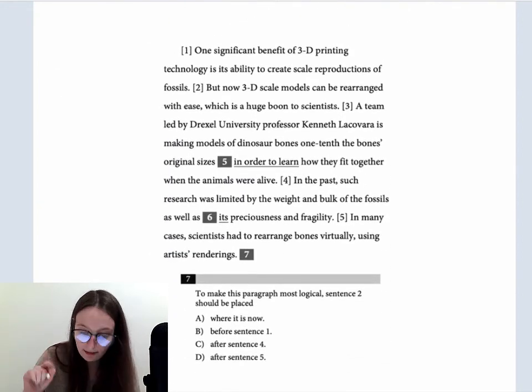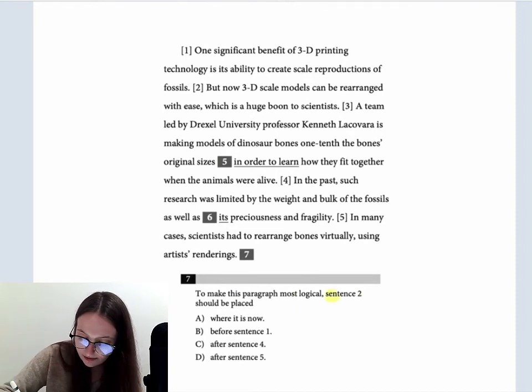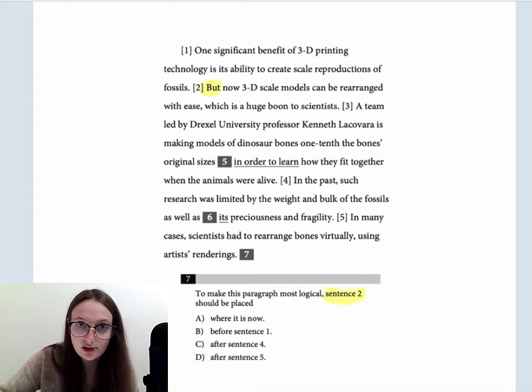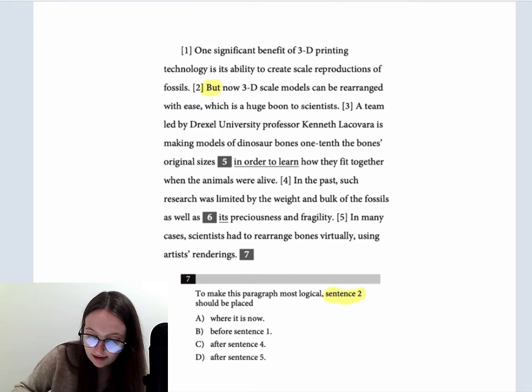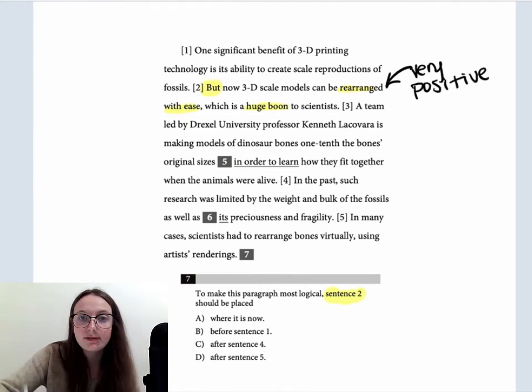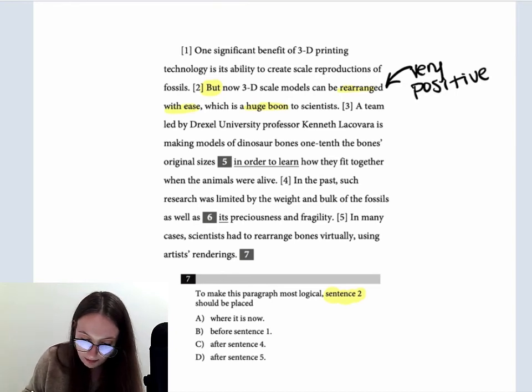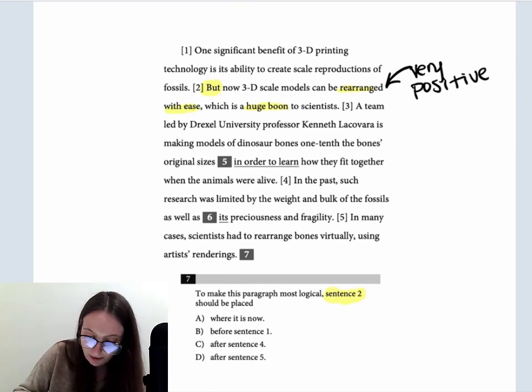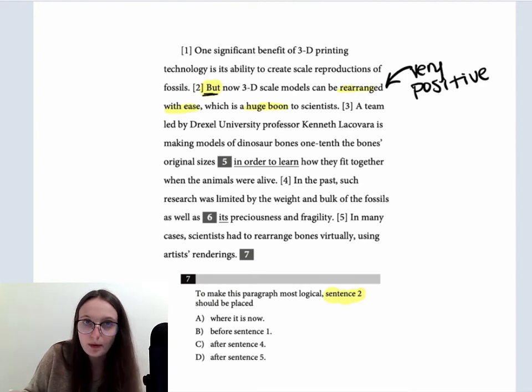And lastly, number 7. So they're asking us here to move sentence 2. In sentence 2, it starts off with the word but. So we need to put this after something that is going to contradict or contrast with this sentence. So, but now 3D scale models can be rearranged with ease, which is a huge boon to scientists. So this is mentioning very positive things. So we obviously are going to want to put this after somewhere where they said the negatives or something that was a problem. So let's start with before sentence 1. Well, if we put this before sentence 1, you can't really start with but because it's like, but what? You need to contrast something to be able to say but. So that's not going to work.